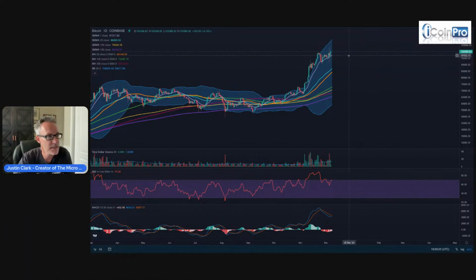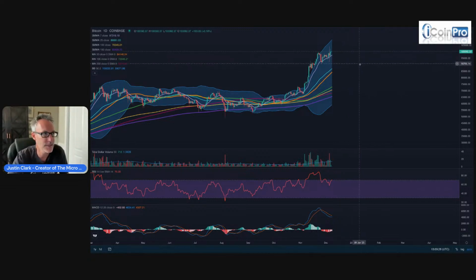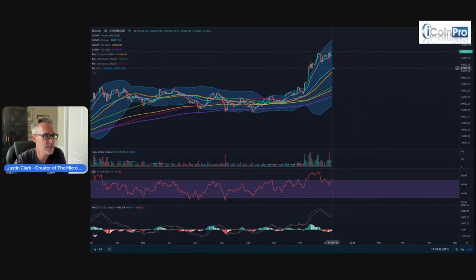So again, we need to stay above this light purple line. 95, 96K are the downside resistances. And then below that, 90K will be a psychological resistance area, but really right now, this other moving average is sitting around 87K-ish.